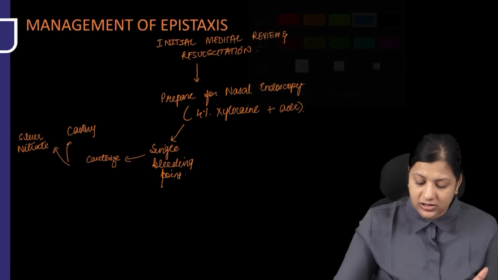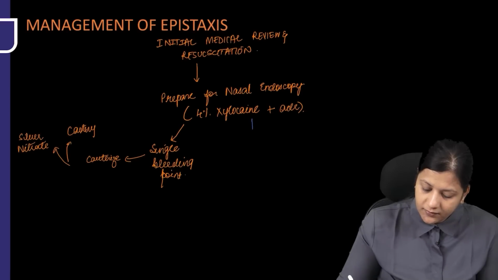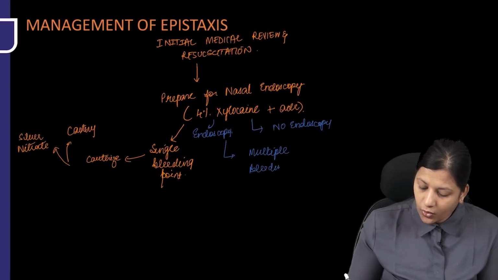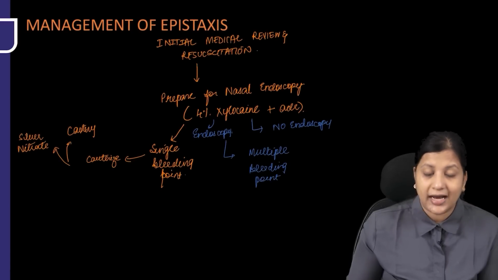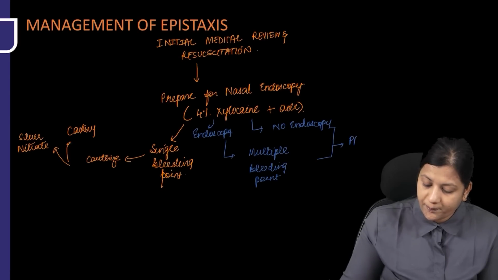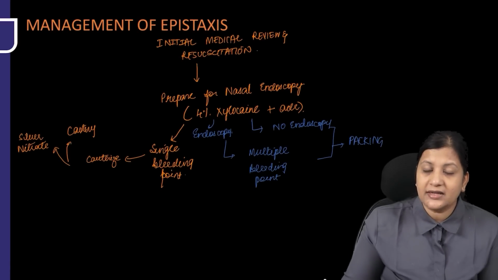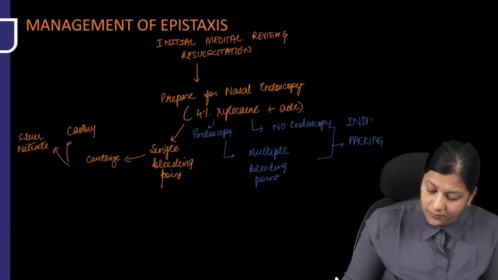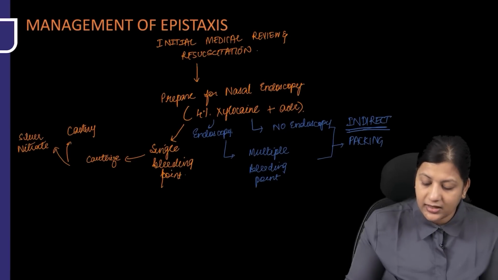Now, if you are in a situation where you do not have endoscopy at all. If you have endoscopy, you are going to do all of this. But if you have no endoscopy, or on endoscopy you see not a single bleeding point but multiple bleeding points, what will you do? The next step will be to do packing. What is packing? Is it a direct therapy for stopping the bleeding? No, it is an indirect therapy.